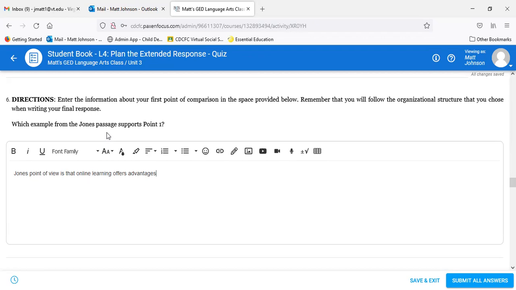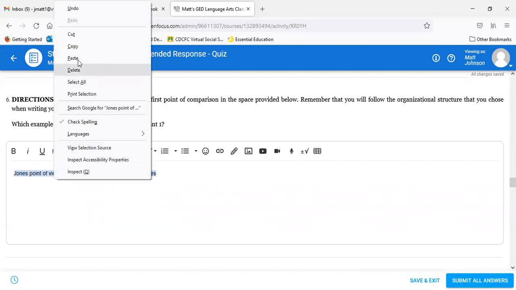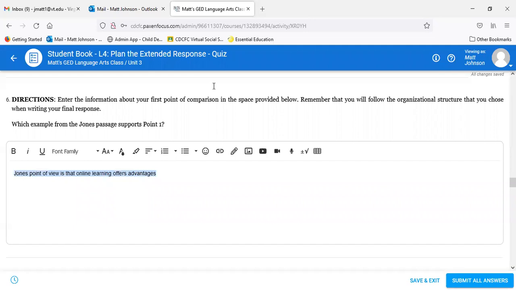Of course, as we go along and build out our paragraphs, we're going to get a little more involved in why that is. We would give additional evidence there. But that would be the next step over in your outline. So Jones's point of view is that online learning offers advantages.